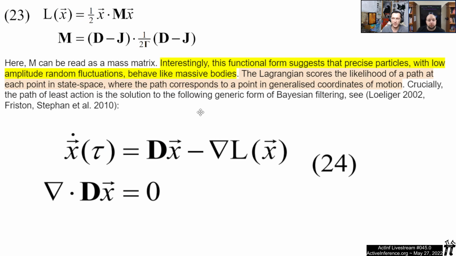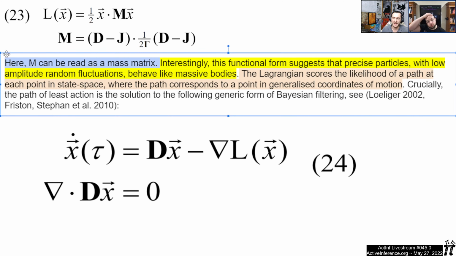Formalisms 23 and 24 describe that M can be read as a mass matrix. That would be interesting to know what is meant there. And there's a suggestion that precise particles with low amplitude random fluctuations behave like massive bodies. So that's like the baseball on the parabola. The air fluctuations and the thermal vibrations are not dominating its trajectory, but the one molecule baseball, it is getting tossed and turned.